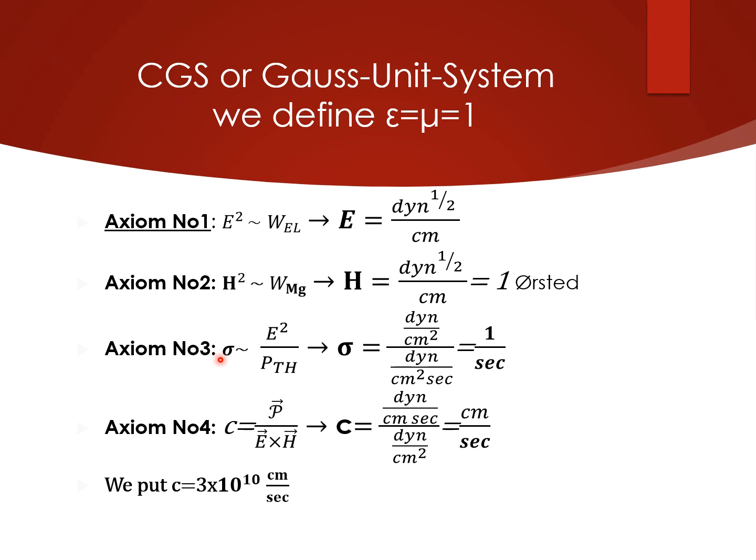From axiom number 3, we have sigma equals capital E square over P thermal, and if we put the units, we have sigma equals 1 over second. From axiom number 4, we have the unit of C, which is expressed in centimeter over second. That means that C is a velocity, and we put C equal to 3 times 10 to the 10th centimeter per second, which is the velocity of light, the speed of light.